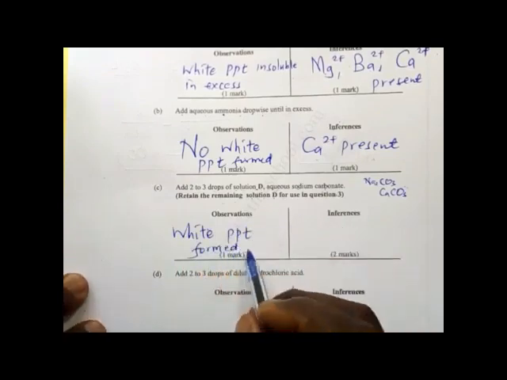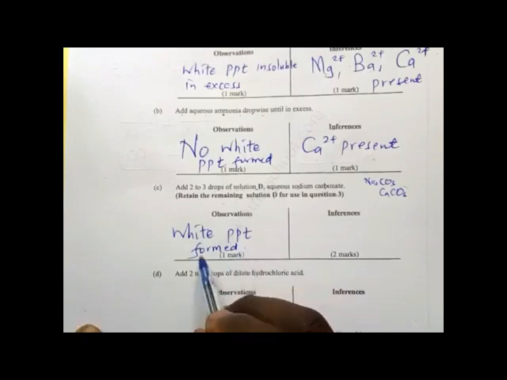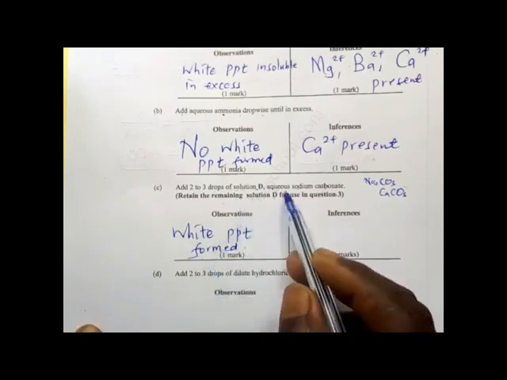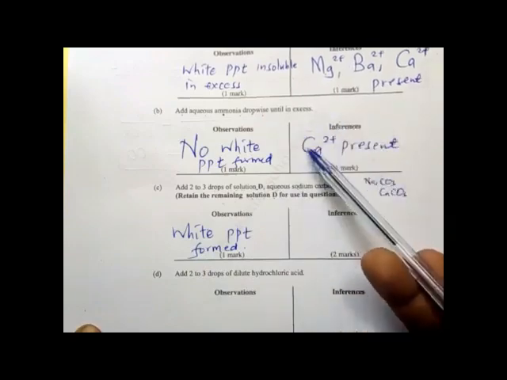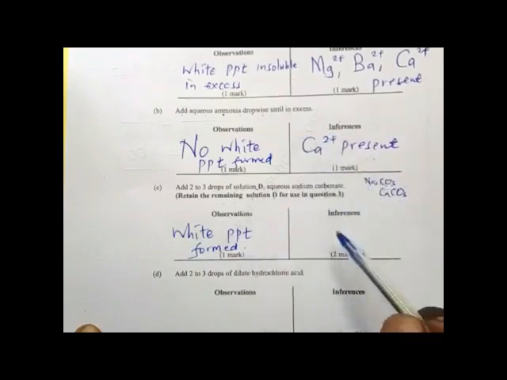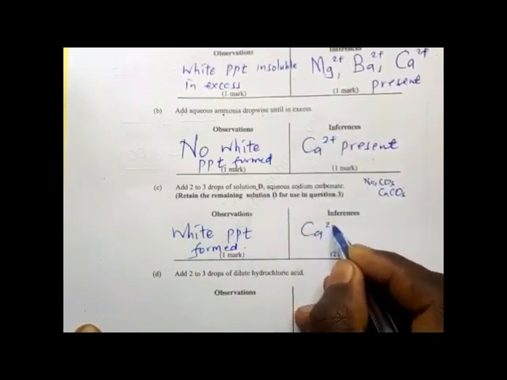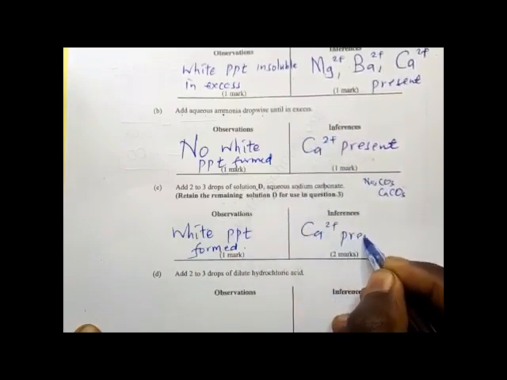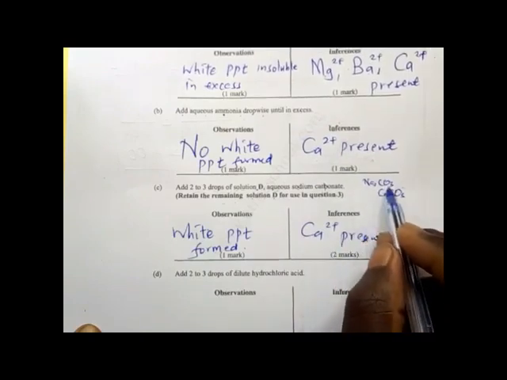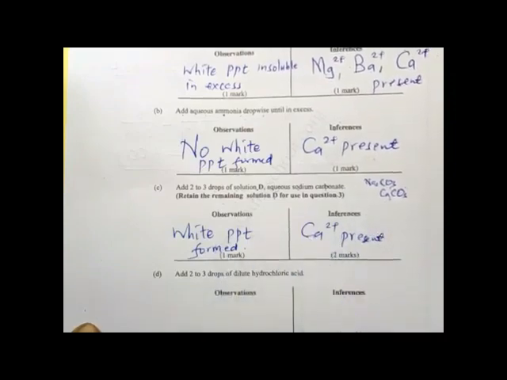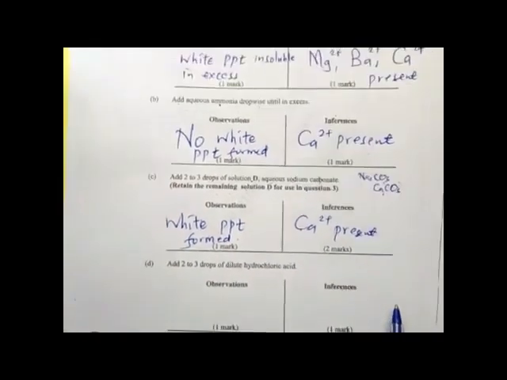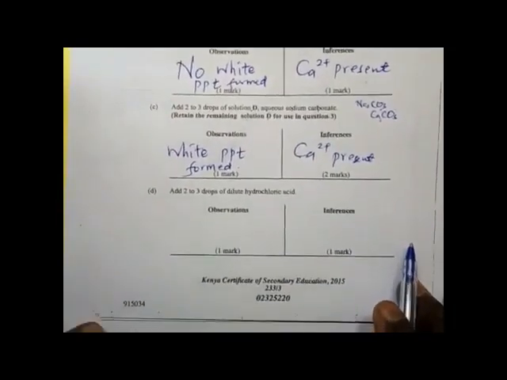So if a white precipitate is formed and there is no effervescence, actually there is no acid involved, because from here we have not seen that there was an acid. So here we are going to just repeat that 2+ ions are present, calcium, because the carbonate will form calcium carbonate, which is a white precipitate. That is the knowledge we are talking about.